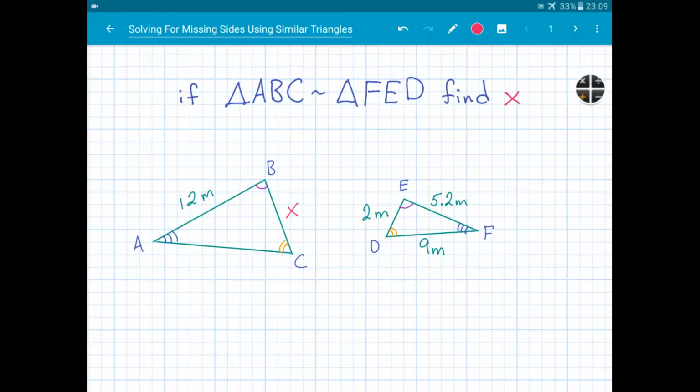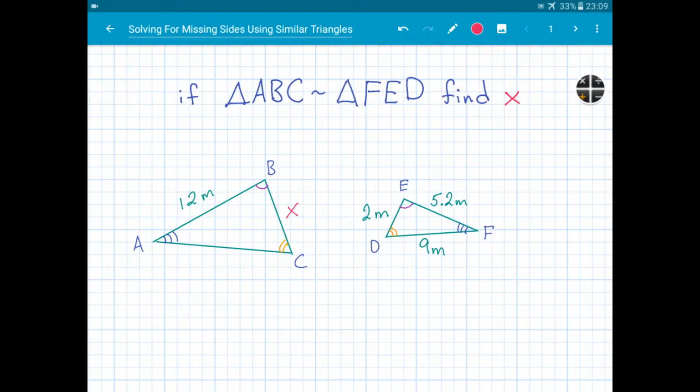Hello and welcome to our video on solving for missing sides using similar triangles. I'm just going to do a couple of examples, one sort of simple one and one a bit more difficult. Usually the questions start off by telling you that the triangles are similar in some way and that you have to find one side from one of the two triangles.